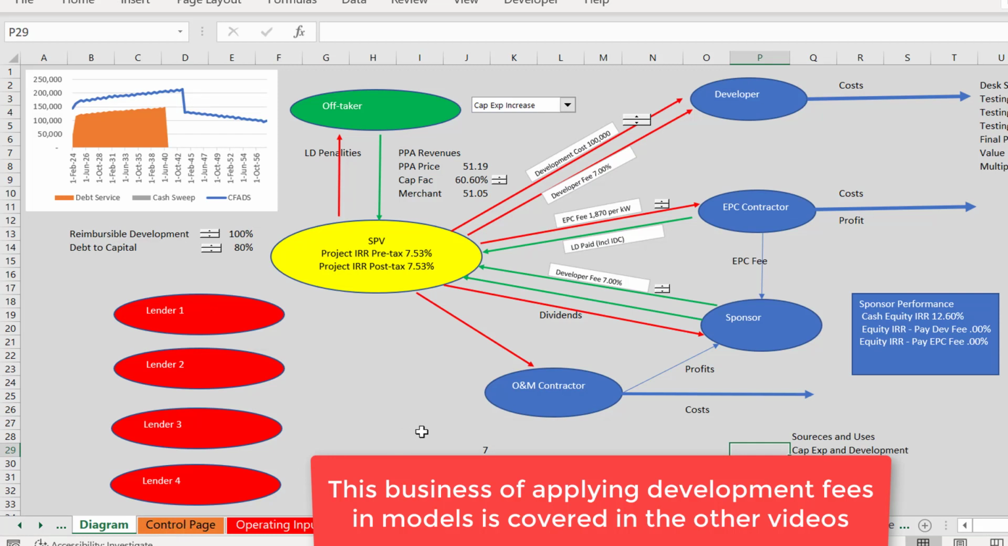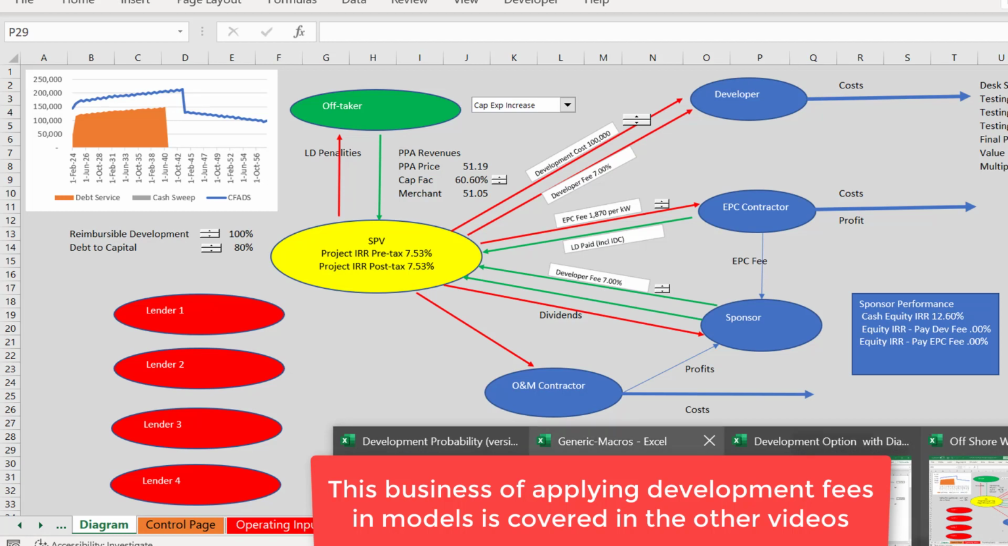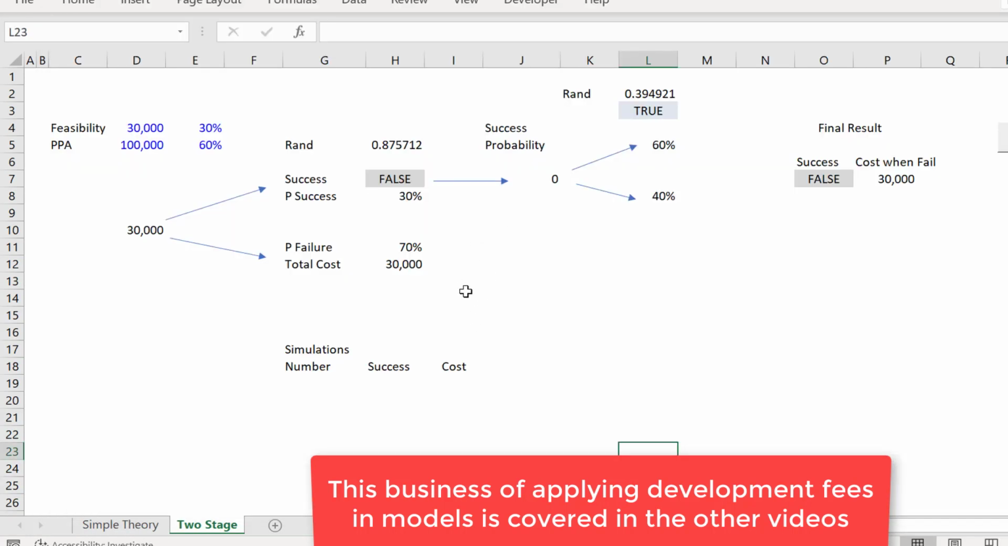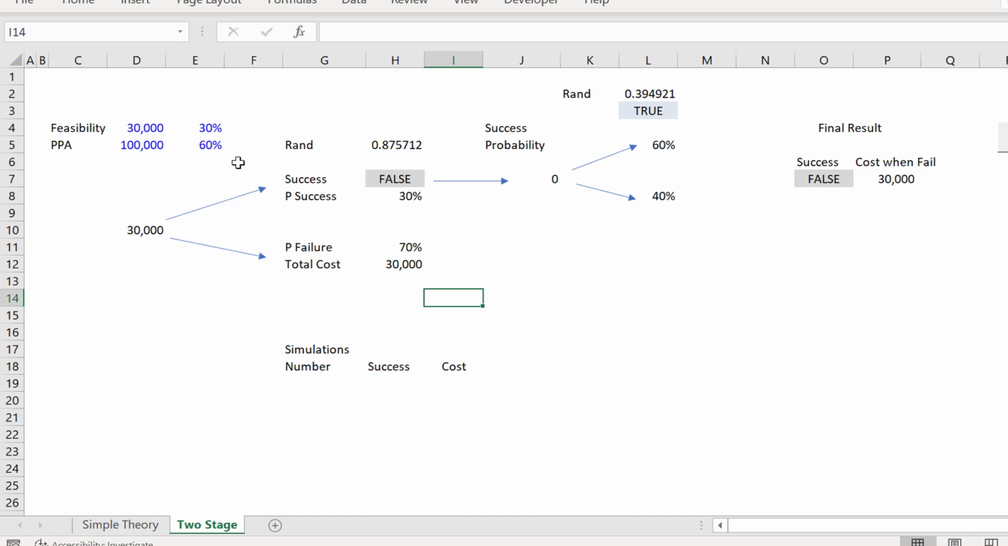and let's go through kind of the theory of how we could figure out from our probability analysis, and I haven't really explained this, we have a probability of success or failure. I've made one case here where we have a feasibility study and then we have a negotiation, PPA negotiation, perhaps.